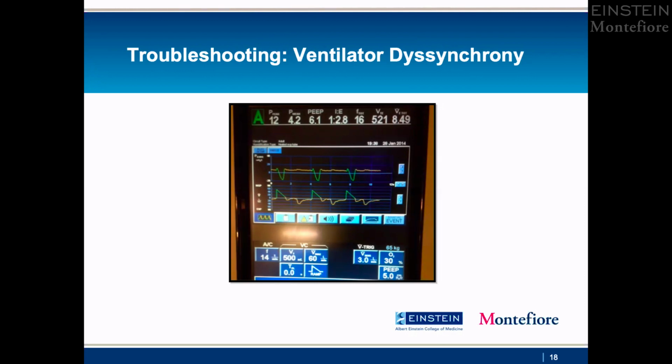Troubleshooting these individual waveforms is outside the scope of this lecture. But remember, dyssynchrony occurs only when there is patient effort. Oftentimes, a bolus of sedation or increasing the drip rate will provide some relief.